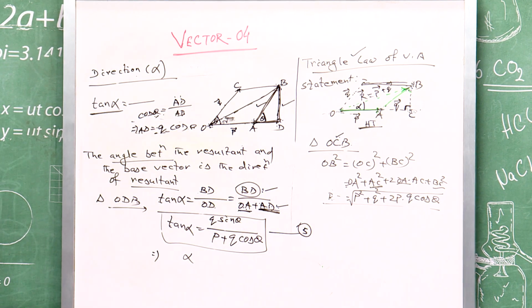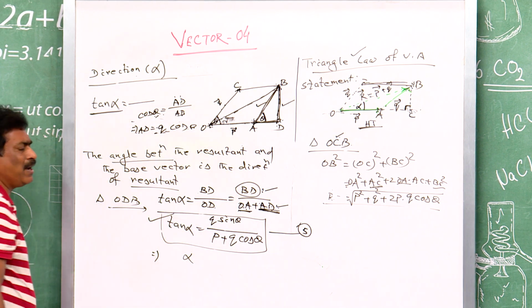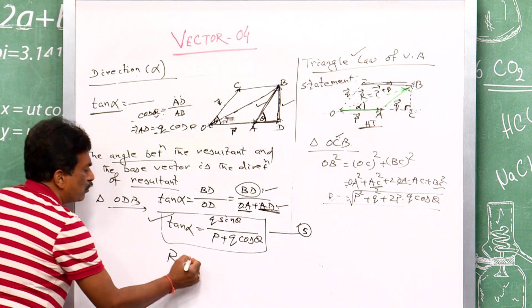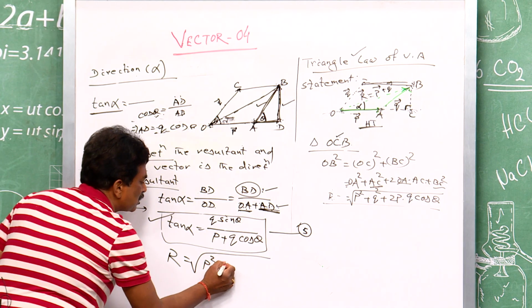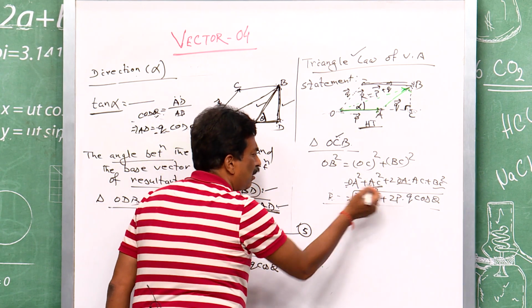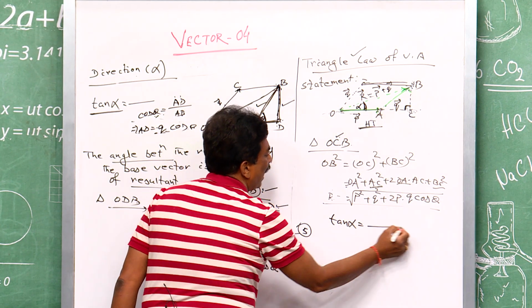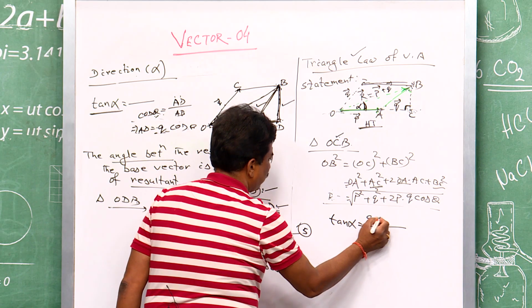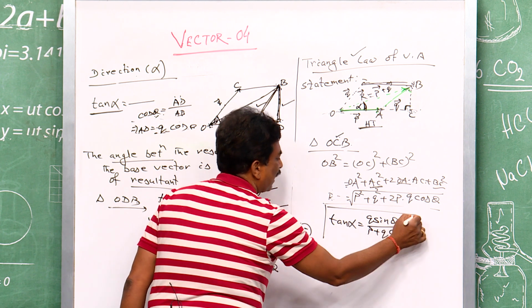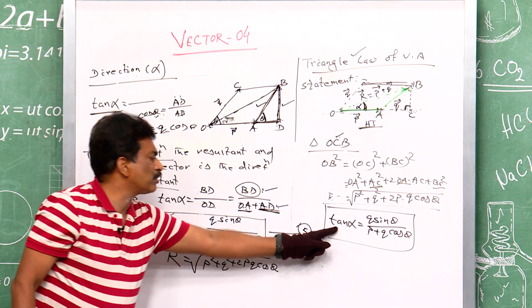So these are the 5 equations we derived by taking the triangle of vector addition, and equation 5 is related to the direction. For the magnitude, R is equal to how much? Square root of P square plus Q square plus 2PQ cos theta. And for the triangle also you will get the same thing. If this angle is alpha, then tan alpha is equal to Q sin theta by P plus Q cos theta. That we derived in the last episode, and this we derived in today's class, but both are the same.